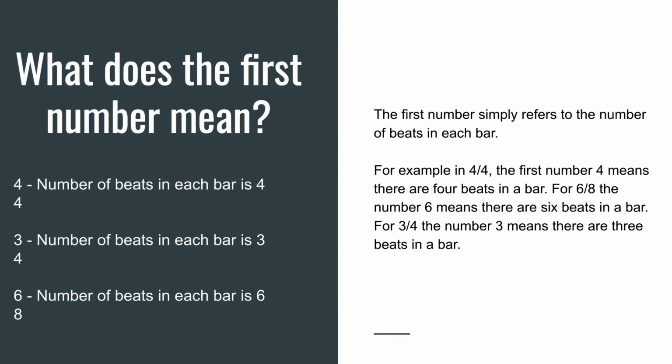The first number simply refers to the number of beats in a bar. So for example, in 4/4, we have 4 over 4, and the first number means the number of beats in the bar, 4 beats in the bar. If we look at 3/4, it means 3 beats in the bar. So this is just the number of beats in each bar. For 6/8, the 6 at the top means number of beats in each bar. We're not looking at the bottom number yet, only the top number. So the top number is the number of beats.